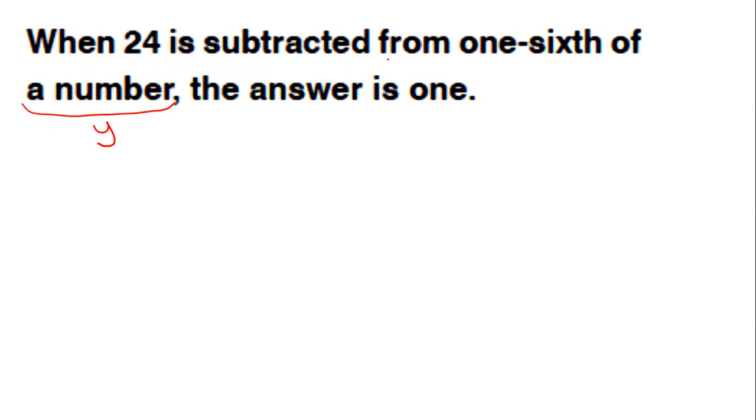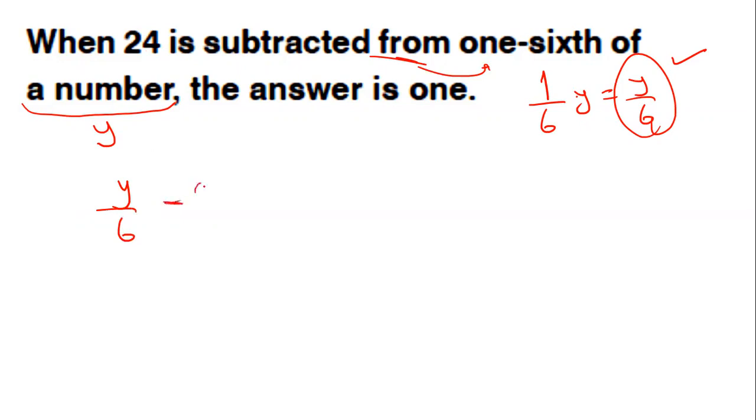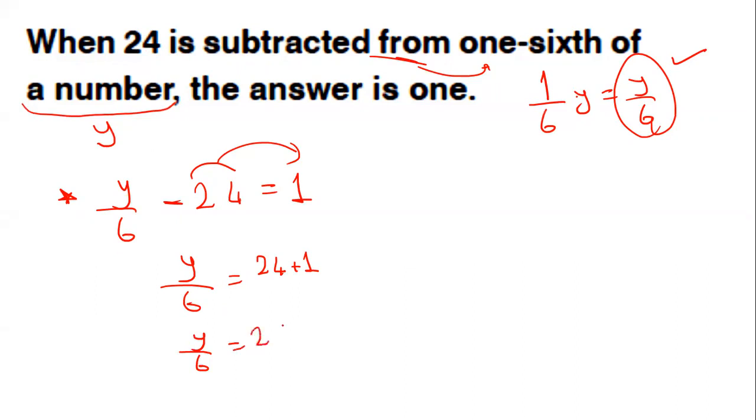So when 24 is subtracted from 1/6, remember 1/6 is 1 over 6 times y, or y over 6. I prefer to use this. Subtract "from," this will be on the left side, y over 6 minus 24. And the answer is 1. So after writing this one, the rest of the solution is going to be so easy. This will go to the other side as addition. y over 6 equals 24 plus 1, which is going to be y over 6 equals 25.